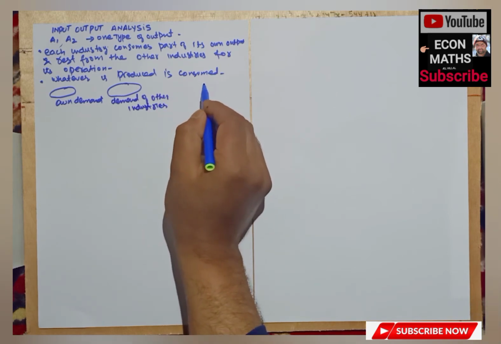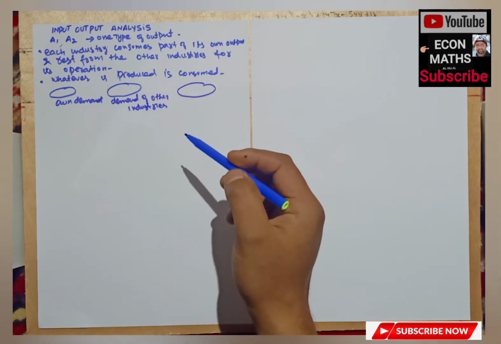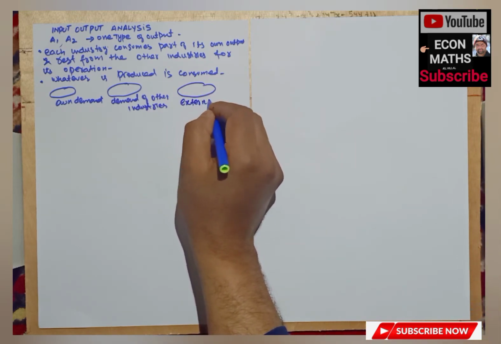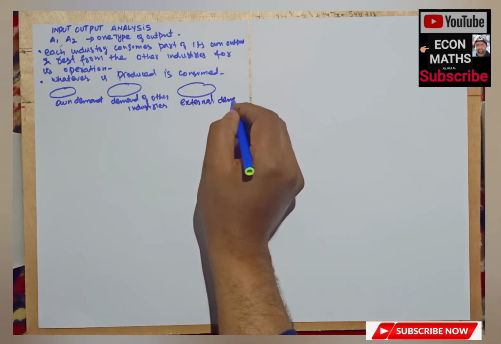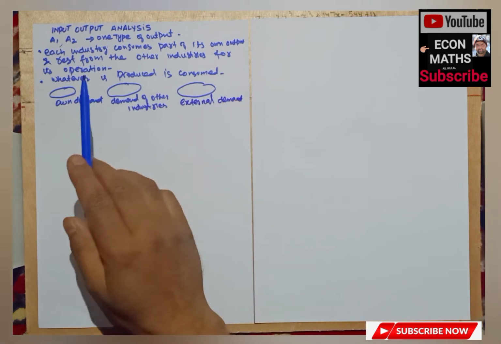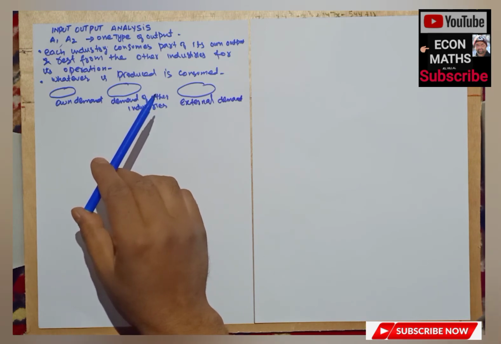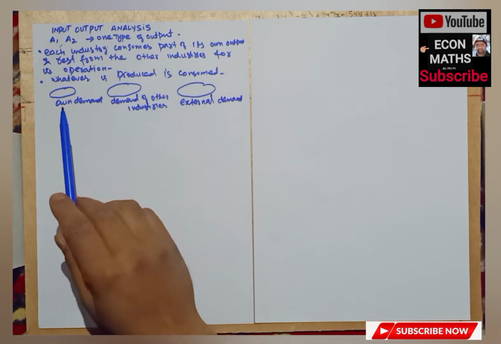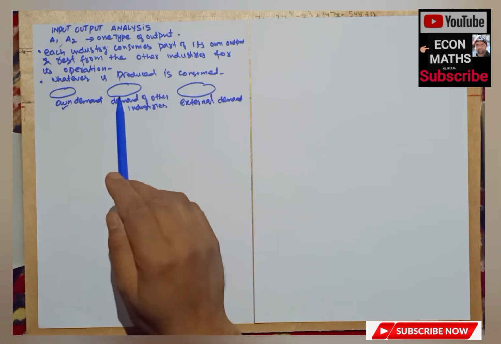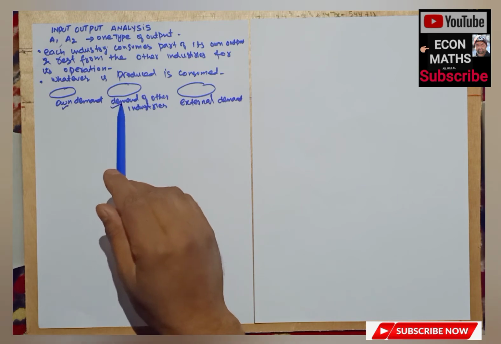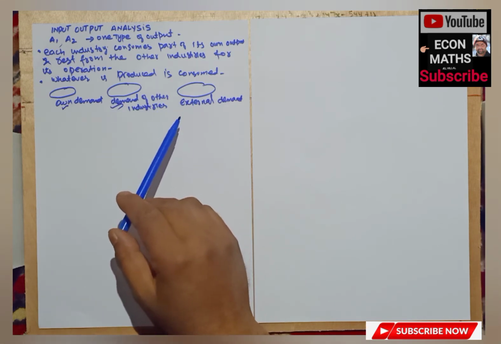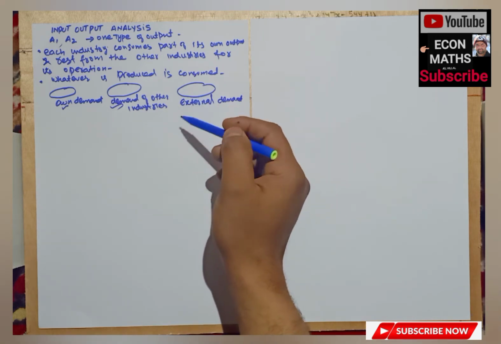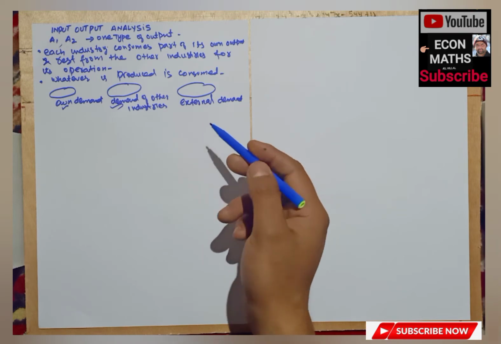And finally, the external demand. I repeat that the total output produced by each industry must be such as to meet its own demand for self consumption, the demand of other industries, and the demand by the external sector, that is by the households, by the government, or by the exporters.